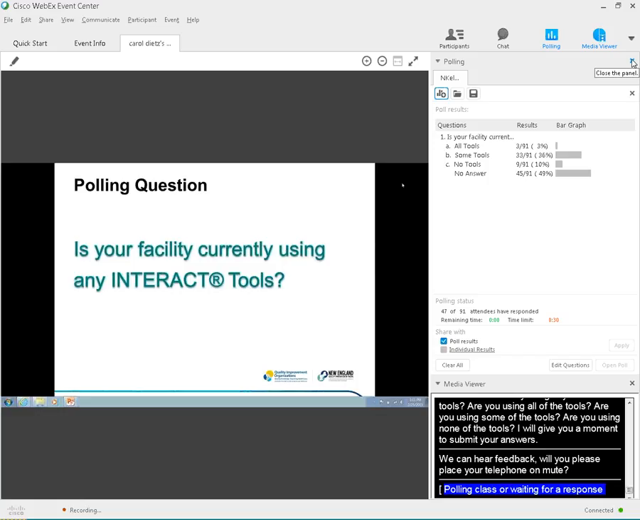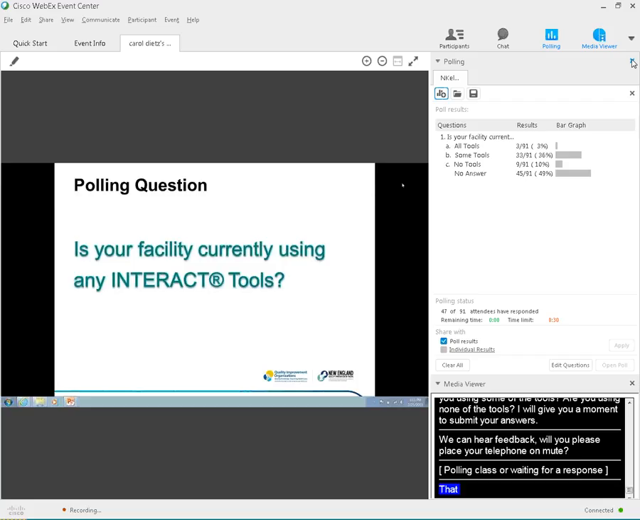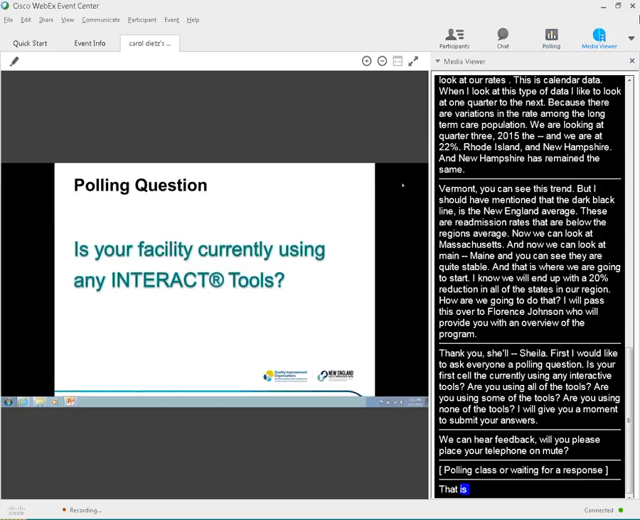Okay, that's great. So about 33% of the participants are using some of the tools, so that gives us an idea of where we are. This is awesome.